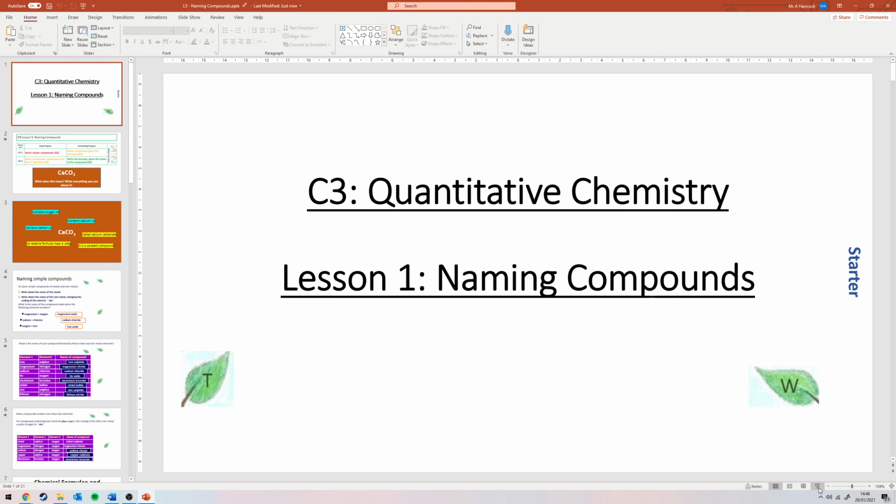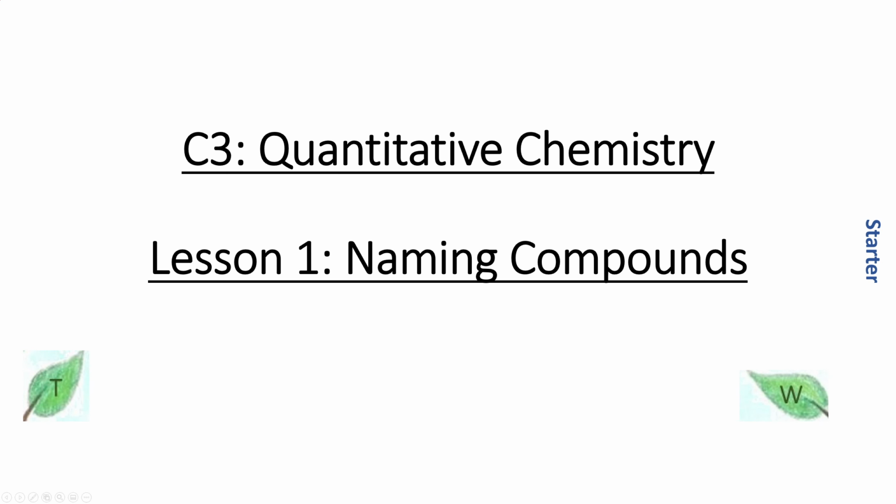Now, this relates to a GCSE topic. So you'll notice it says here C3 Quantitative Chemistry, Lesson 1, Naming Compounds. Now, you will do this again in GCSE, so if you've got the hang of this now, it's going to make it so much easier.